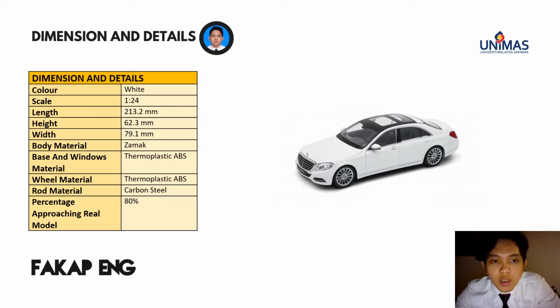For the body material, we have chosen Zamak as the material. Base and windows material is thermoplastic ABS. Same with wheel material, which is also thermoplastic ABS. While for the rod material, which will be connecting the wheel, is carbon steel. And our design will be approaching the real model by 80% since we removed the logo and also any details that help us to avoid the copyright infringement.